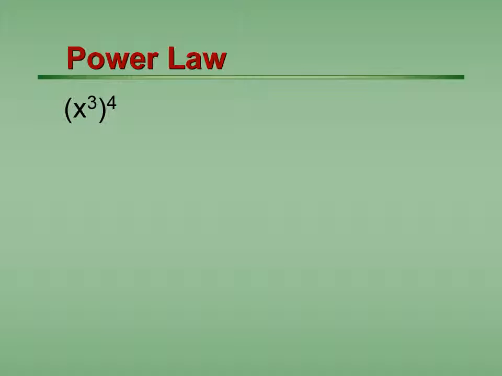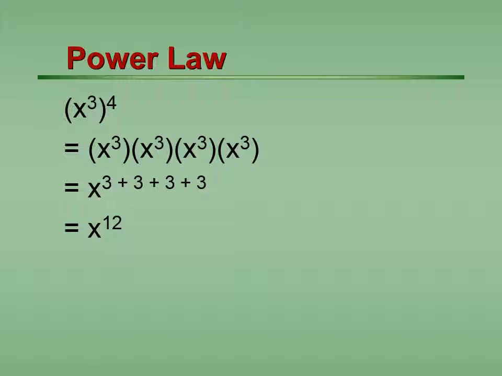Let's look at an example, x to the third to the fourth. So this fourth is saying that inside this x cubed is repeating itself 4 times. Well, 4 threes is 12, since we add those threes together. So x cubed times x cubed times x cubed times x cubed, that was the 4, right? And then you use your product law to add your exponents. 3 plus 3 plus 3 plus 3 gives us 12, which is the same as saying 3 times 4.